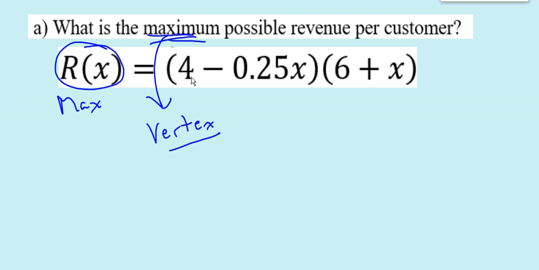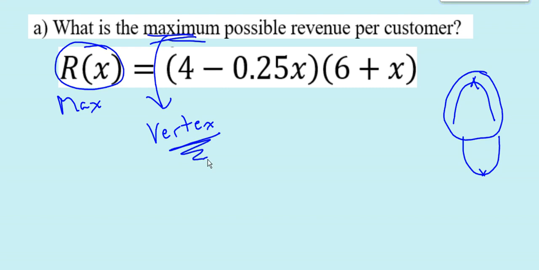It can't be both. A quadratic that looks like this has a maximum, and a quadratic that looks like this has a minimum. And so this is a quadratic that looks like this. It has a maximum. So we need to find the vertex in order to talk about the maximum. So if we have a factored quadratic, the easiest way to find the vertex is to find the roots.